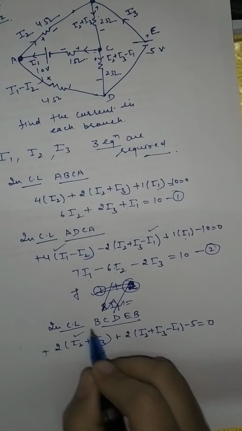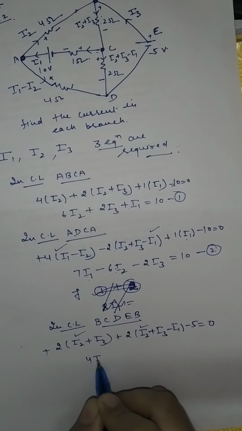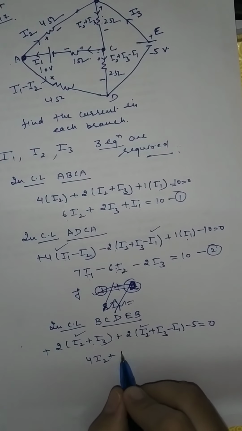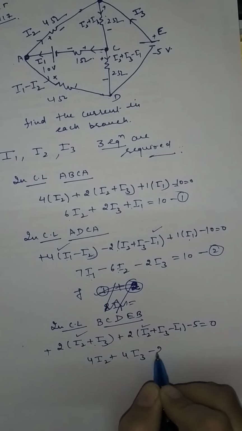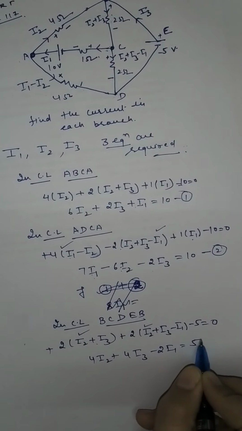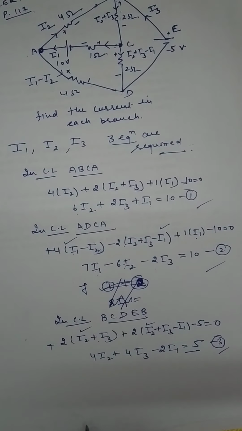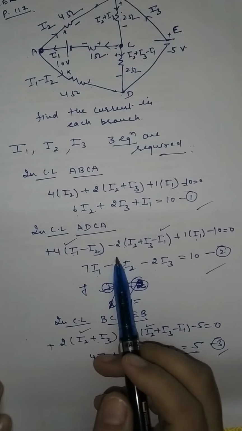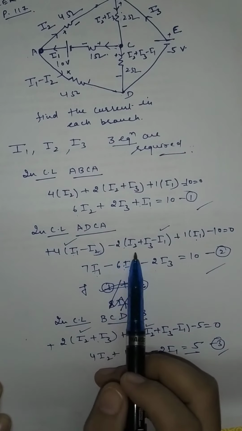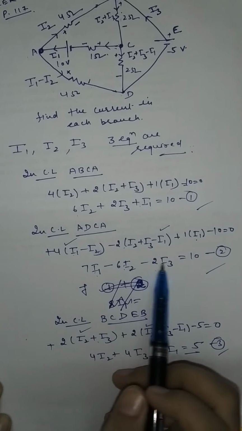Combine the terms containing 2I2 and this is 4I2. Then 2I3, this is 4I3 minus 2I1 equal to 5. Now you have these three equations, 1, 2 and 3. Now you have to solve these three equations for I1, I2 and I3. From here you will get the values, after this you have to solve this.